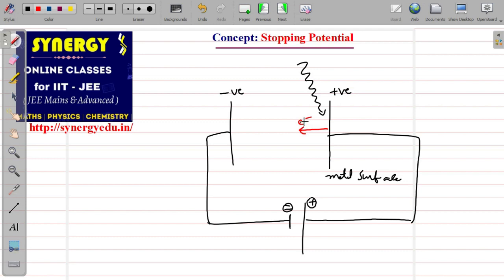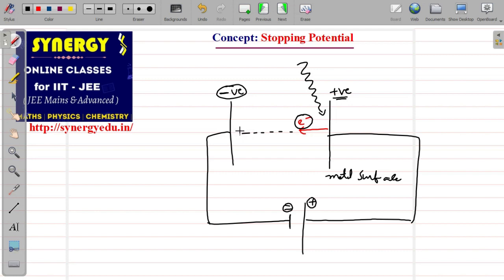Now the electron, since it has a negative charge, will be attracted by the positive plate in the back side direction, and it will be repelled by the negative plate from the front side. Therefore, repulsive and attractive forces operate on the electron. Therefore, the electron's speed will decrease with time. It decelerates, and slowly it will come to a stop.